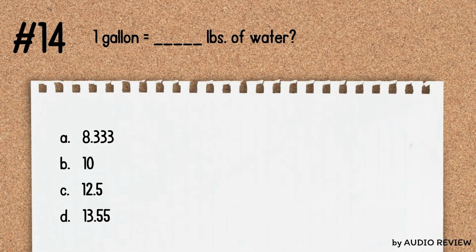Question number 14. How many pounds of water are there in 1 gallon? A. 8.333. B. 10. C. 12.5. D. 13.55. The answer? It's 10 pounds of water. Remember that in 1 gallon, there are 10 pounds of water.